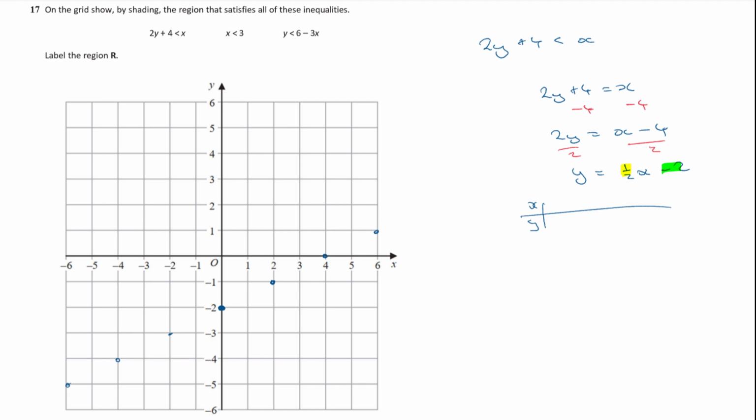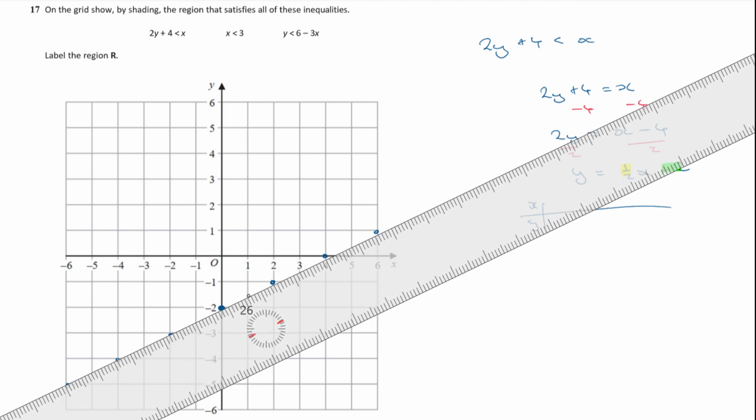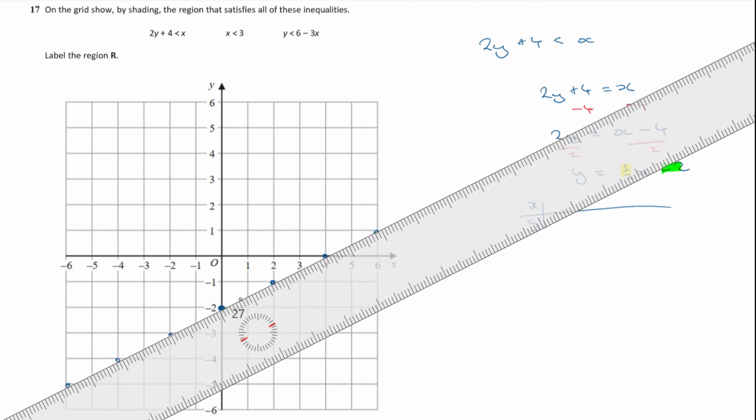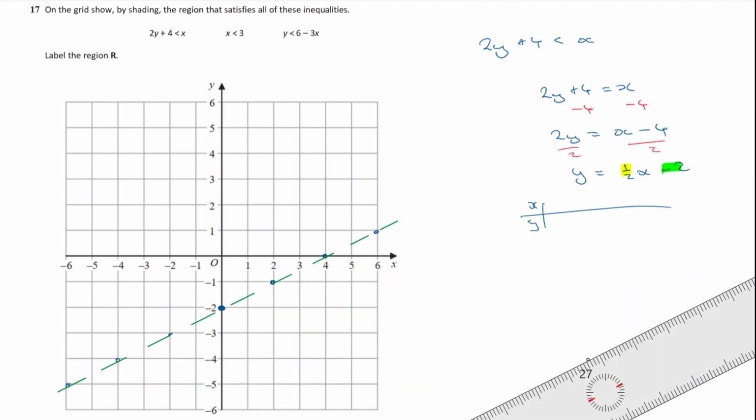Now, this one is strictly less than, so I'm going to have to draw a broken line on this one because the line itself is not part of the region. So if it's strictly less than or strictly greater than, you use a dotty line, a broken line. If it's less than or equal to, you can use a solid line. So I'm going to have a broken line going through that. So that is the line y equals a half x minus 2. Okay. Right, so then that's the first one.